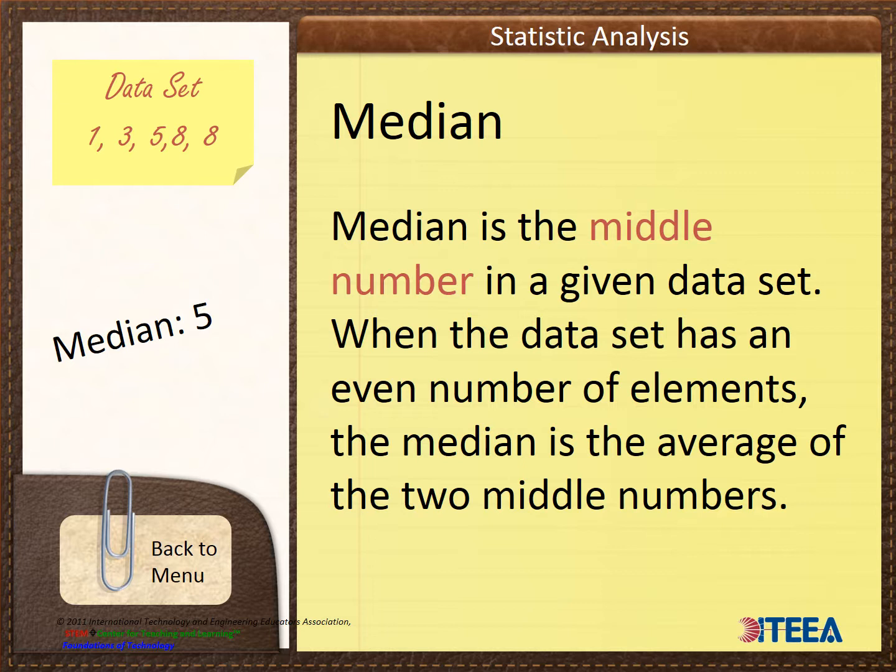It's easy now. Median is your middle number. So you need to put it in numerical order and see what number is in the middle. When the data set has an even number of elements, the median is the average of the two middle numbers. Okay?